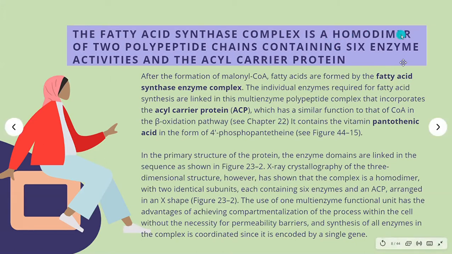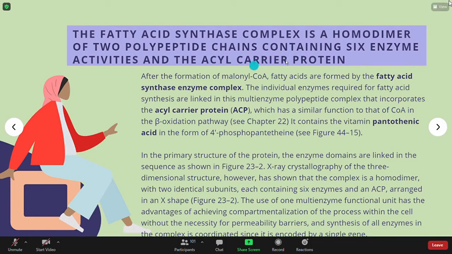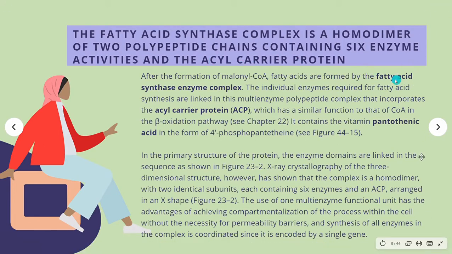It is a homodimer. So there are two polypeptide chains containing 6 enzyme activities and one particular protein that carries the growing fatty acid, which we call acyl carrier protein, ACP.